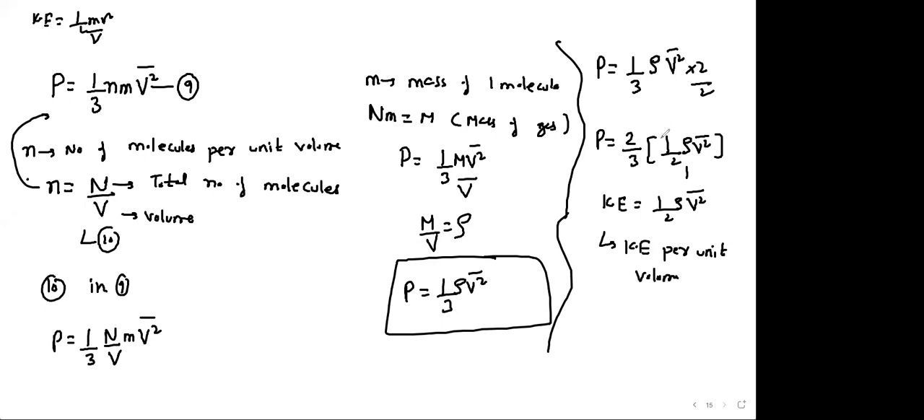So that is the relation between pressure and kinetic energy per unit volume. You can say that your pressure is 2 by 3 times the kinetic energy per unit volume. That's the pressure of the gas. So this is how you can connect the pressure of the gas and the kinetic energy. Just note it down, then we will try to connect this with the temperature.